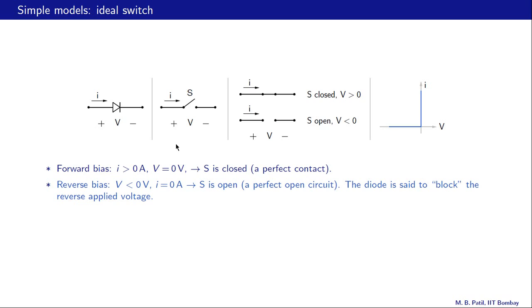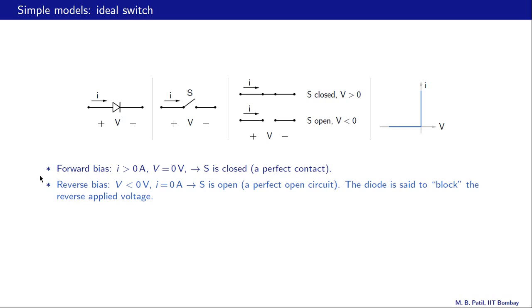With R on equal to 0 and R off equal to infinity, the diode behaves like an ideal switch shown in this figure. If V is greater than 0, then the switch S is closed like that. It presents zero resistance to current flow, and this vertical line then describes the IV relationship for the diode. If V is negative, then the switch is open. It presents infinite resistance to current flow, and the IV relationship for the diode is then given by this horizontal line.